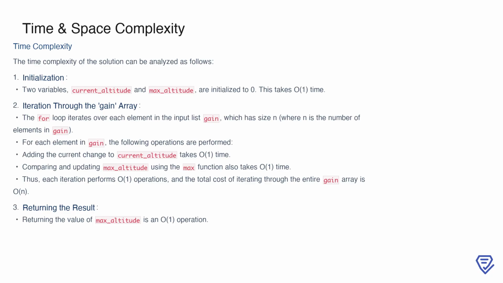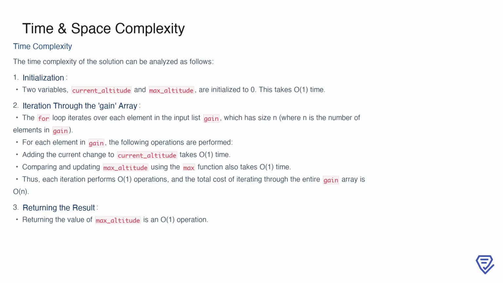To analyze the time complexity of our solution, we start by breaking it down into distinct steps. First, the initialization of two variables, current_altitude and max_altitude, takes constant time, or O(1), since it's a simple assignment operation. Next, we have the iteration through the gain array. Here, the for loop processes each element of the input array, which contains n elements. For every iteration, we perform two operations, updating current_altitude by adding the current value from the gain array, and comparing this updated value with max_altitude to determine the maximum so far. Each of these operations is O(1), so the total time spent in the loop is O(n), as it scales linearly with the size of the input array.